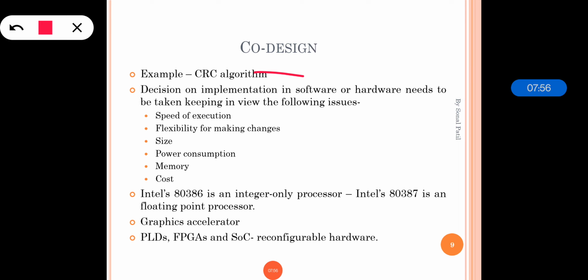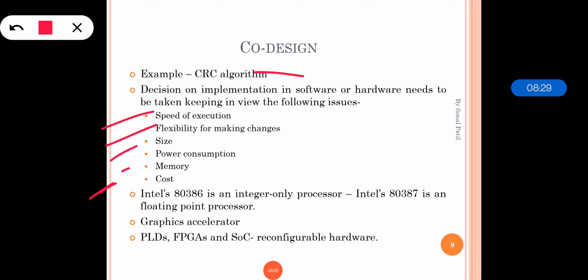CRC calculation involves taking a bit stream like 1000 bits and calculation of 16 bits or 32 bits based on the algorithm. So the hardware implementation means we have to use an additional IC, so more space will be required, and power consumption will be there. And on the other hand, software implementation results in flexibility in changing the algorithms. So that we have to see, and for that we have to consider the issues like speed of execution, flexibility, size, power consumption, memory, and cost.